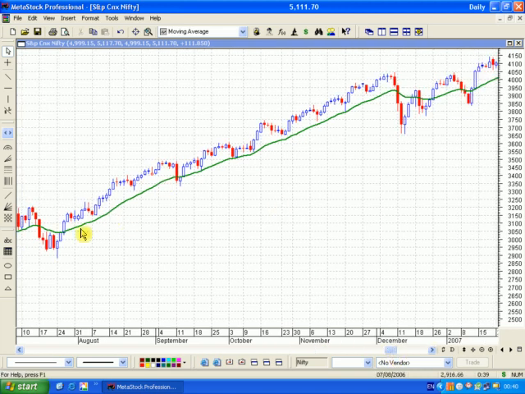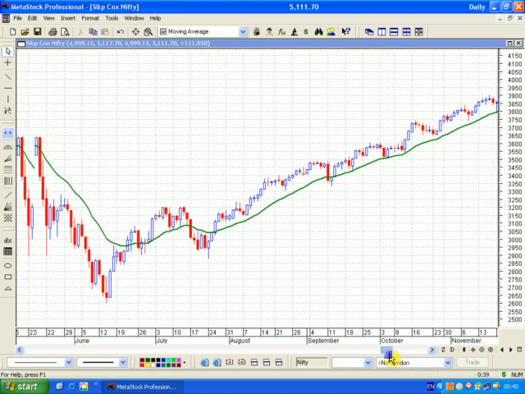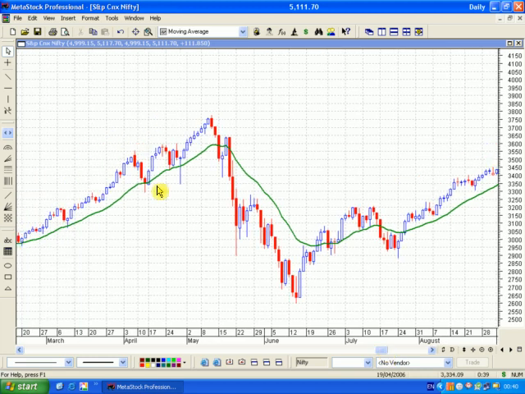Now another advantage of moving averages is that we get buy or sell signals from them. So the moment the prices go below the moving average, we get a sell signal, and the moment they go above the moving average, we get a buy signal. We get a buy signal over here, a sell signal over here.